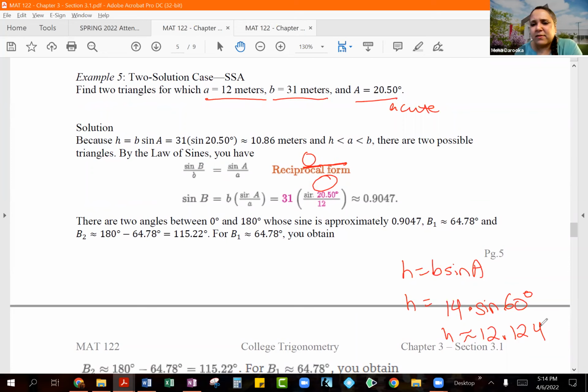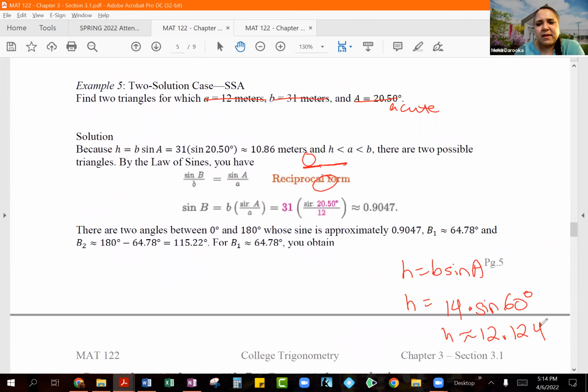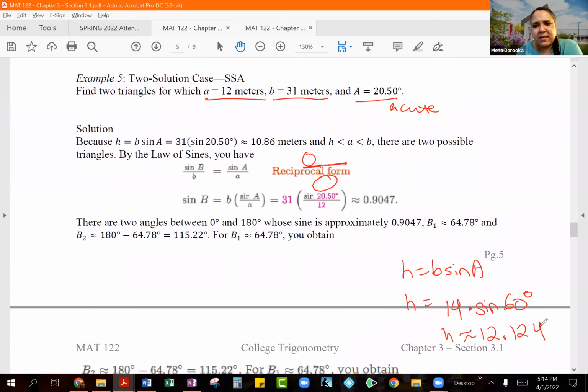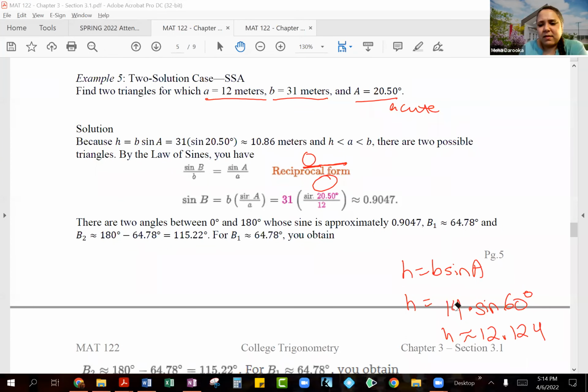Oh, I used the wrong angle. Sorry, I was looking at this guy here. So that should actually be, not these numbers. Okay, so this is actually B is 31 meters and angle A is 20.50.